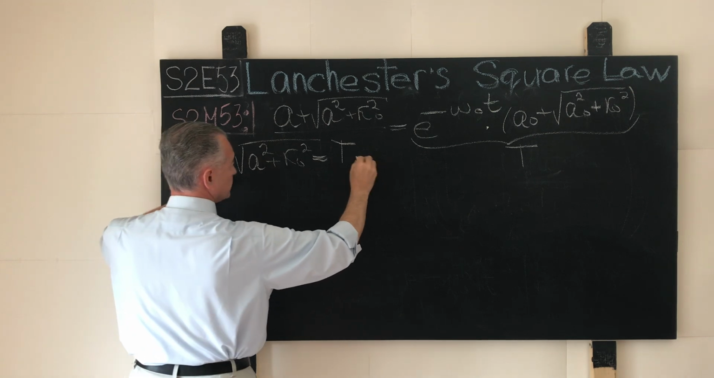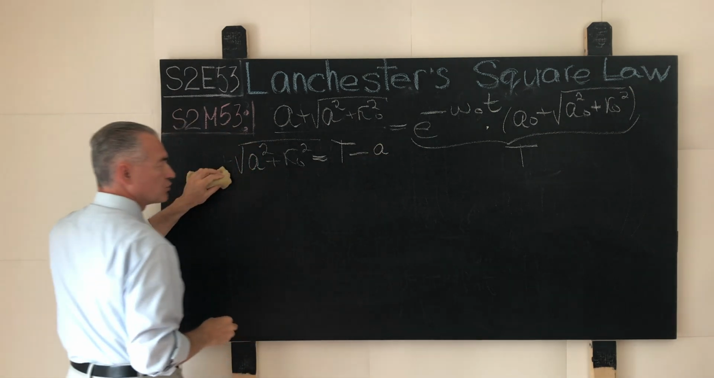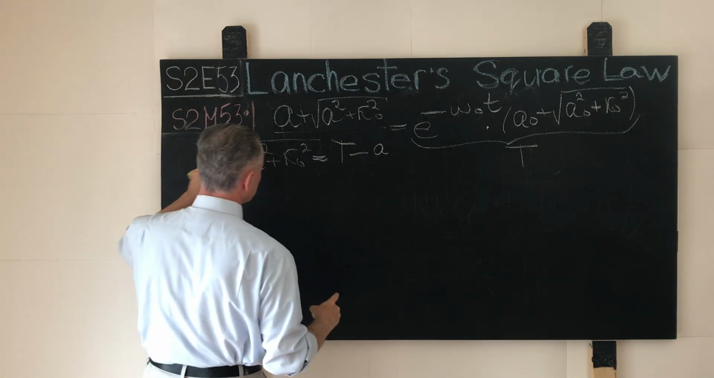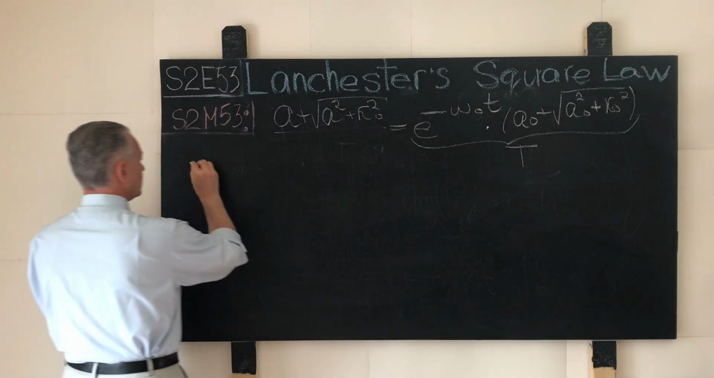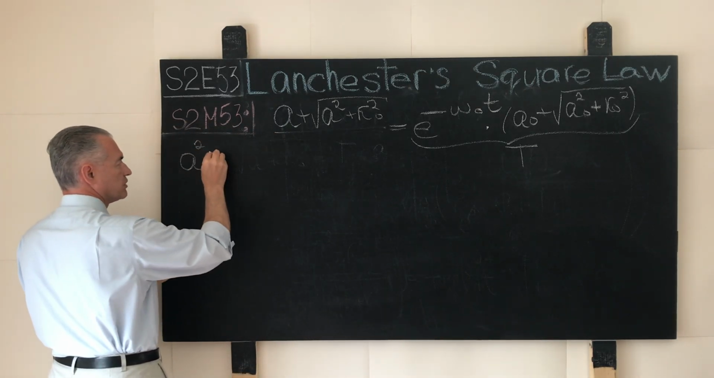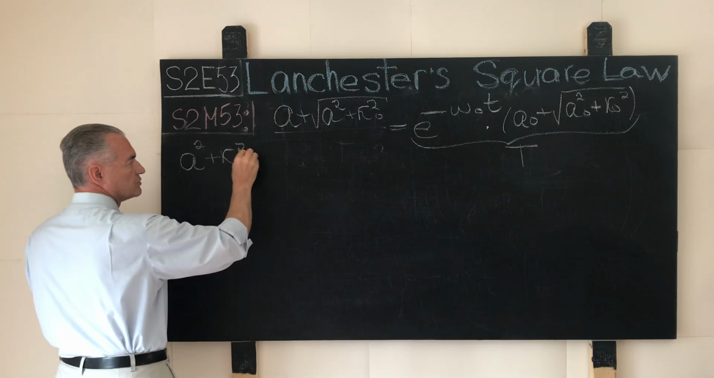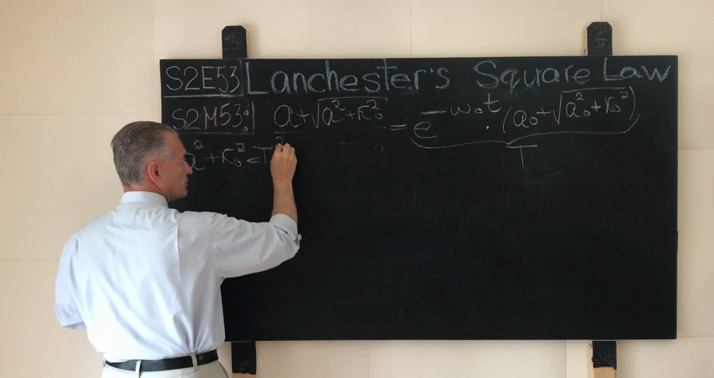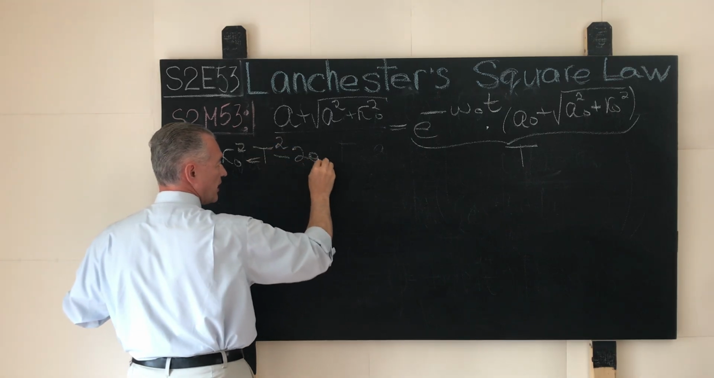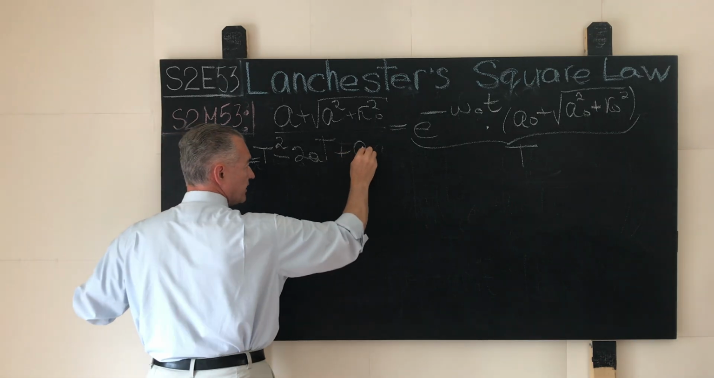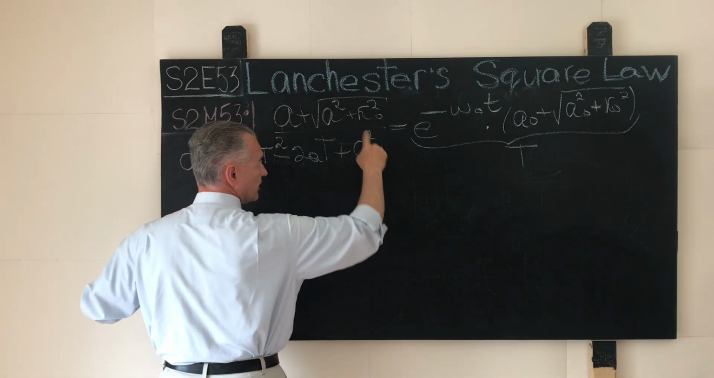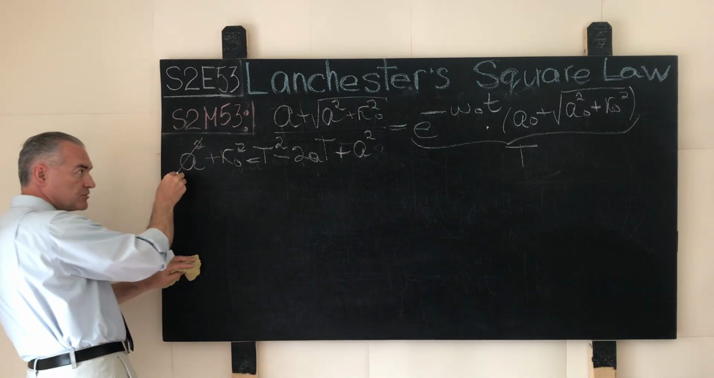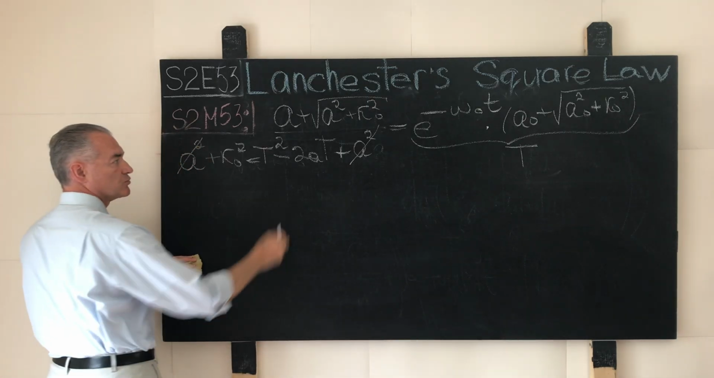Now subtract a from both sides. So the a from here disappears, minus a. Square both sides. Square this side, square this side. What do you have? Well, let's do this together. We will have a squared plus k0 squared on the left-hand side, and that is equal to what? T squared minus 2aT plus a squared. This is (T minus a) squared. Middle school arithmetic. Nothing is going on. The a squared terms cancel out.